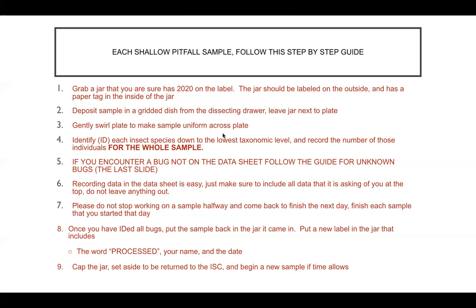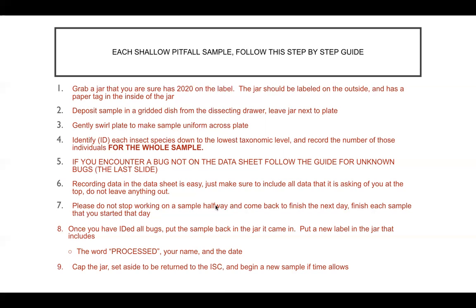So leave the jar next to the plate. Gently swirl the plate or the watch glass around to make the sample uniform across the plate to make it easier to see. And then you want to identify each insect species down to the lowest taxonomic level again, and record the number of those individuals for the whole sample. We're not subsampling here because there's not going to be a lot of stuff by and large. There's going to be some samples that are just, again, a ton of amphipods. Again, there's a protocol for unknown bugs, and then the same thing for recording stuff in the data sheet.